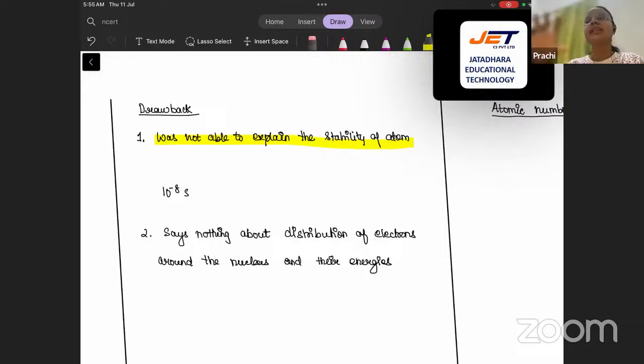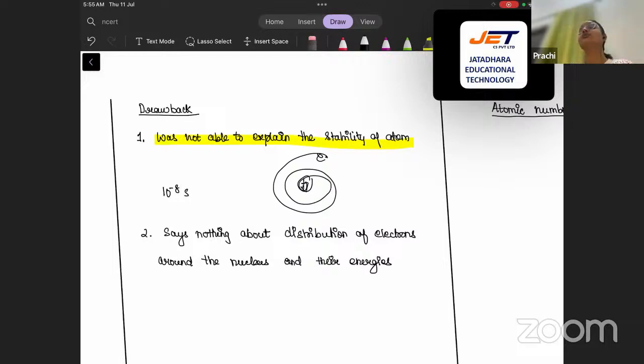So following that, as Rutherford said, there is an electrostatic force between the nucleus and the electron. What should happen is that the electron moving around the nucleus should eventually lose energy, spiral, and fall into the nucleus, according to the laws of physics given by Maxwell. But this is not the case, right?